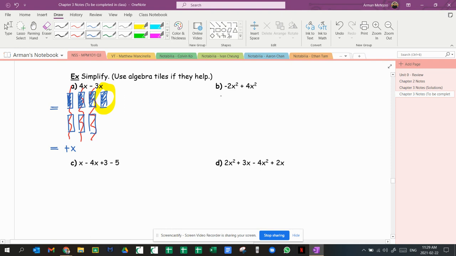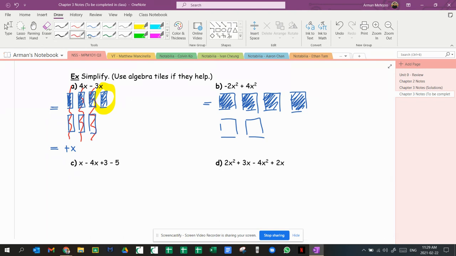Let's do the next one. I have 4 positive x squareds and I have 2 negative x squareds. Let's cross out my zero pairs. And it looks like what I have left is 2 positive x squareds.